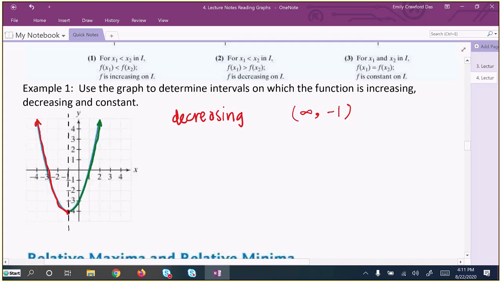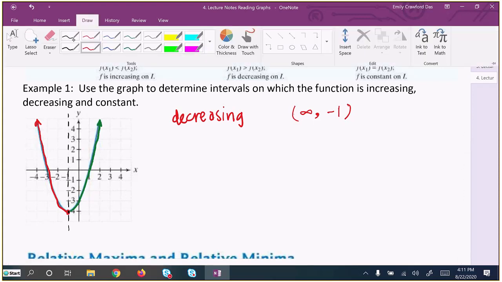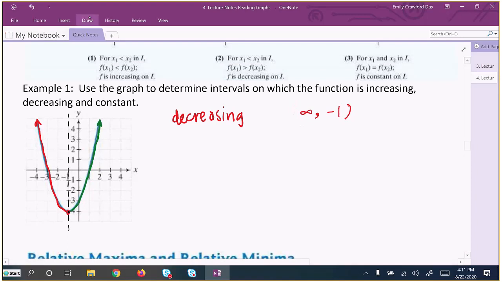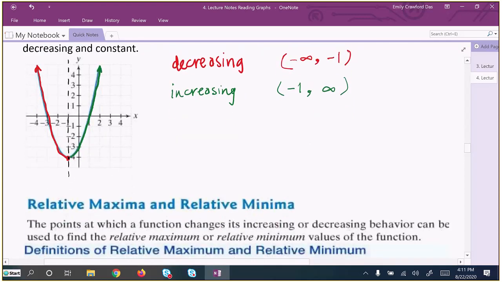So it's decreasing from negative infinity to -1. And then what about increasing? Well, picking back up on the other side of -1, so that means the open interval that does not include -1, but includes everything bigger than -1 all the way up to infinity. Again, you can see that -1 is not included in either of these intervals because at -1 we can't say that the function is either increasing or decreasing.